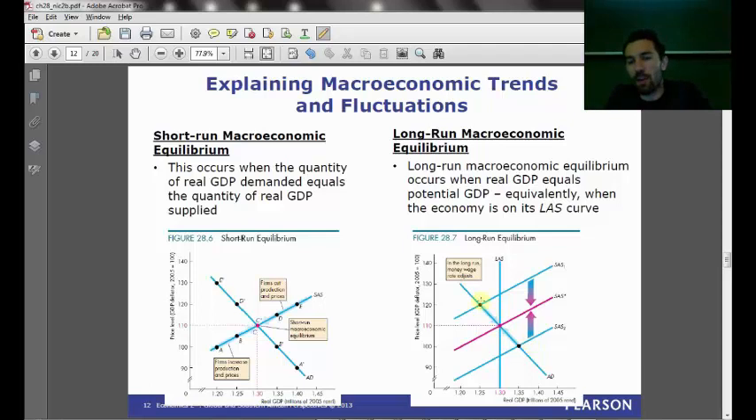Now, we can have a short-run equilibrium. For example, this point here, let's call it point A. Point A is a short-run equilibrium. Point B is a short-run equilibrium. But point A and point B are not long-run equilibriums. So we can have a long-run equilibrium that is not the same as the short-run equilibrium. Okay?